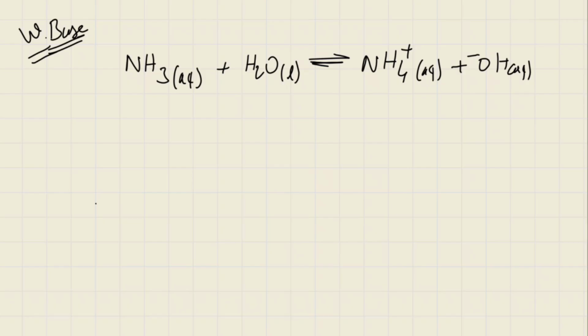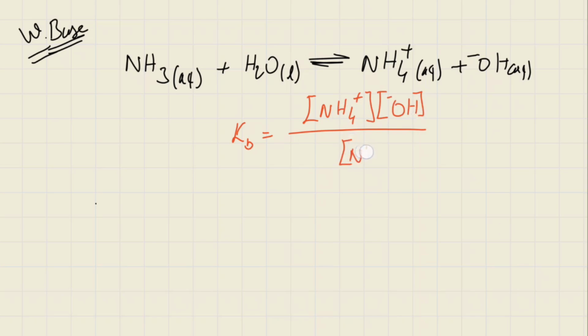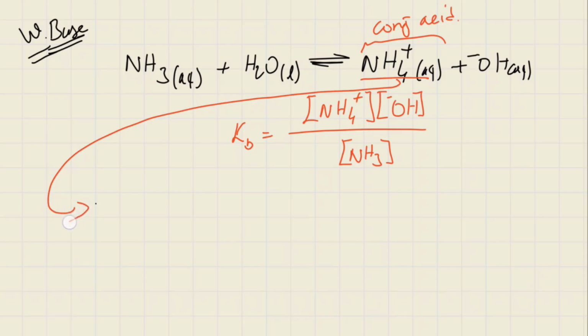So we can write the Kb value. It is NH4 plus times OH minus over the NH3. But now I want to make something different. This is a conjugate acid, right? And can I write the reaction for the conjugate acid?